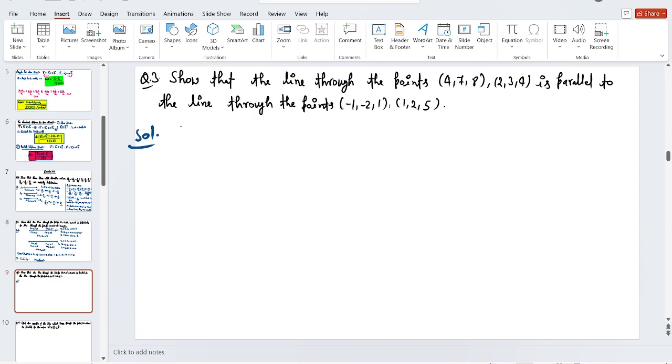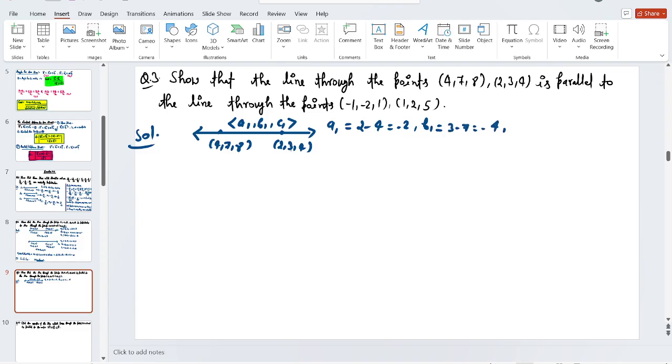So right here, this passes through what? This passes through 4 comma 7 comma 8 and 2 comma 3 comma 4. Let the direction ratios of this line be A1 B1 C1. So what is A1? A1 is simply 2 minus 4, x2 minus x1, you get minus 2. And what is B1? B1 equals y2 minus y1. This is 3 minus 7, you get minus 4.